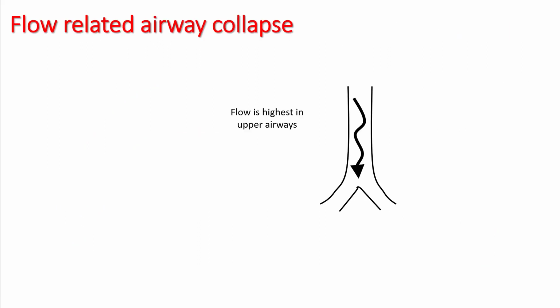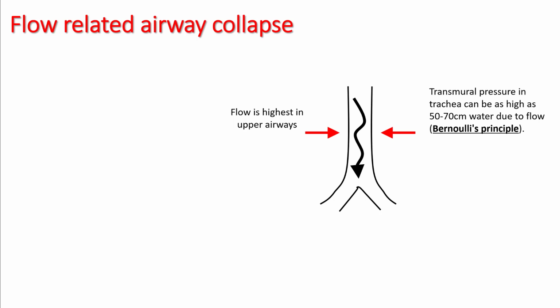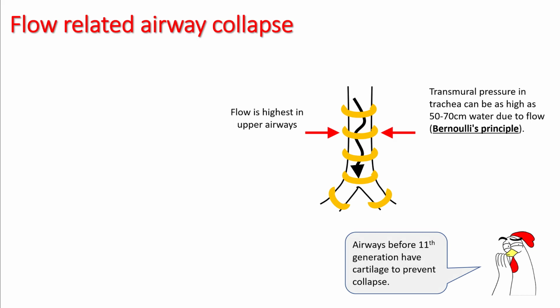The second principle to understand is flow-related airway collapse. Flow is highest in the upper airways because their overall diameter is the narrowest, and therefore because of Bernoulli's principle, you can have very high transmural pressures. That's why you have cartilaginous rings in the upper airways till the 11th generation to prevent these collapses.